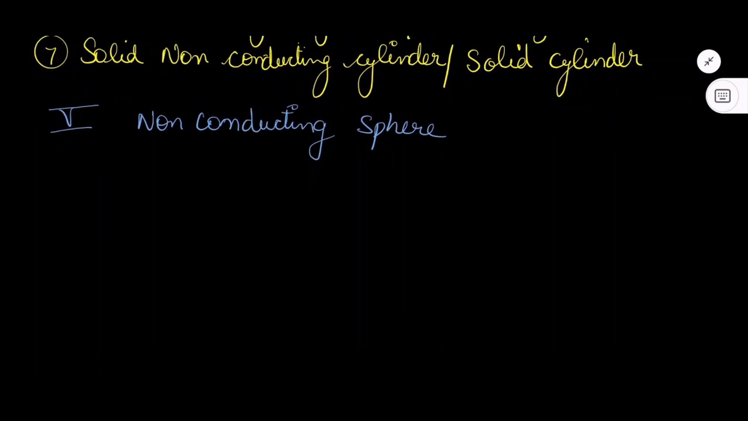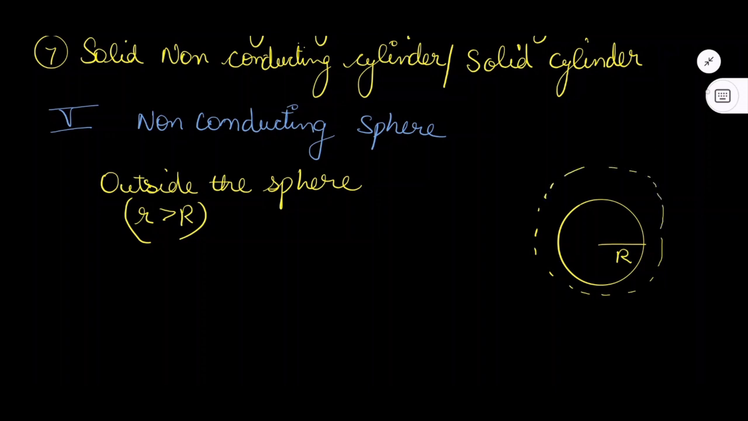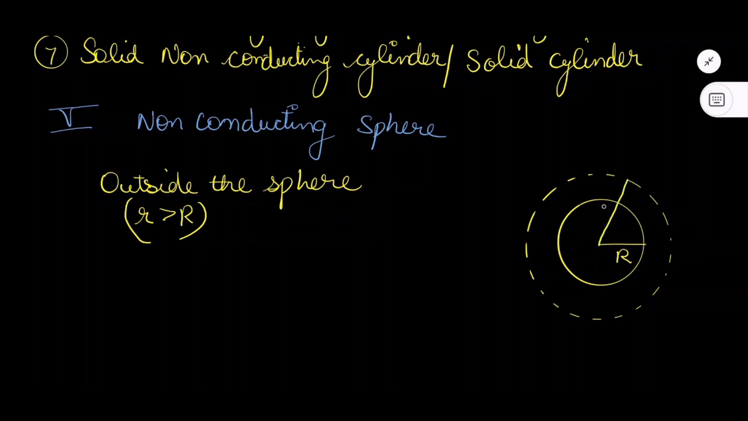So it is a non-conducting sphere. Now let us draw a sphere of radius, let it be capital R, and first of all let us find the electric field outside the sphere. So outside the sphere we can write it as r greater than capital R. Now what will be our first step? It will be to draw a Gaussian sphere. So the Gaussian sphere will be a spherical surface and let it be of radius small r, right? Now we have done our first step, that is we have drawn the Gaussian sphere.